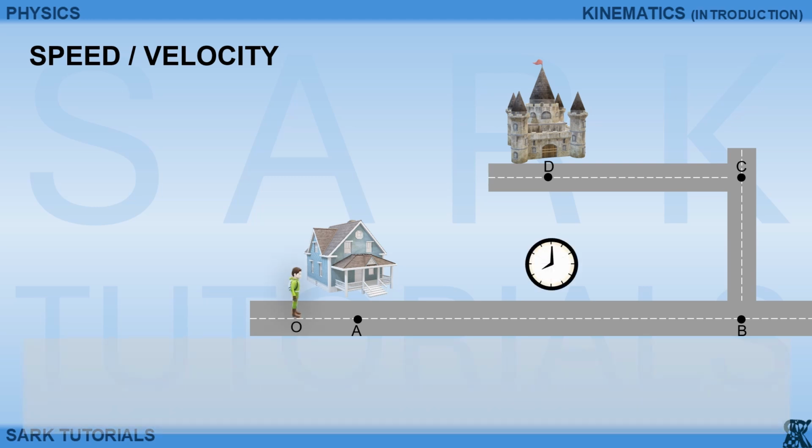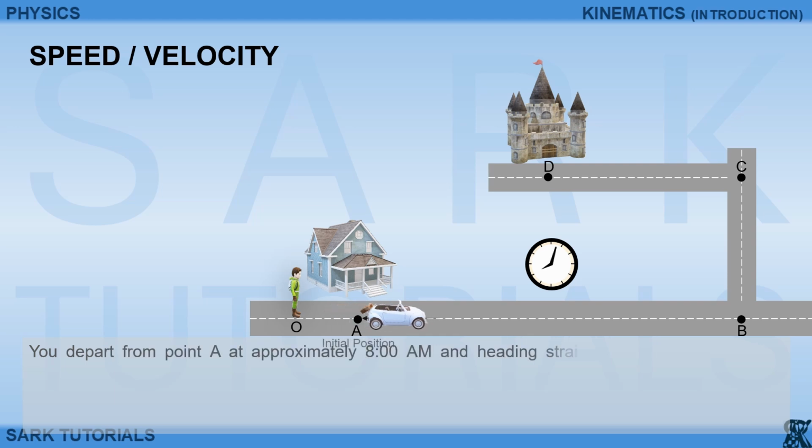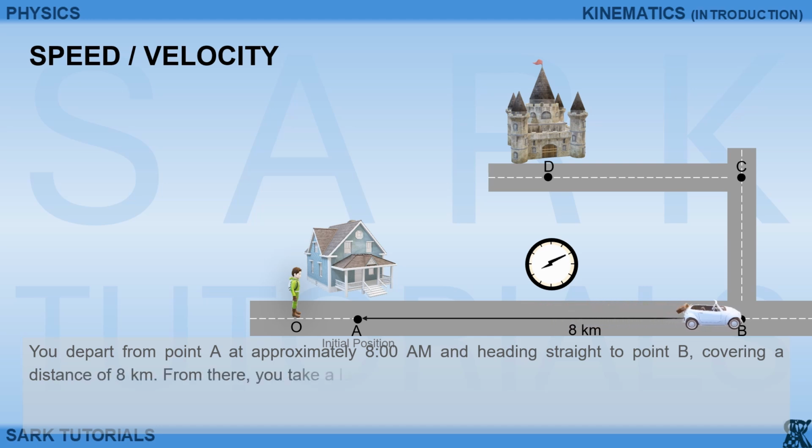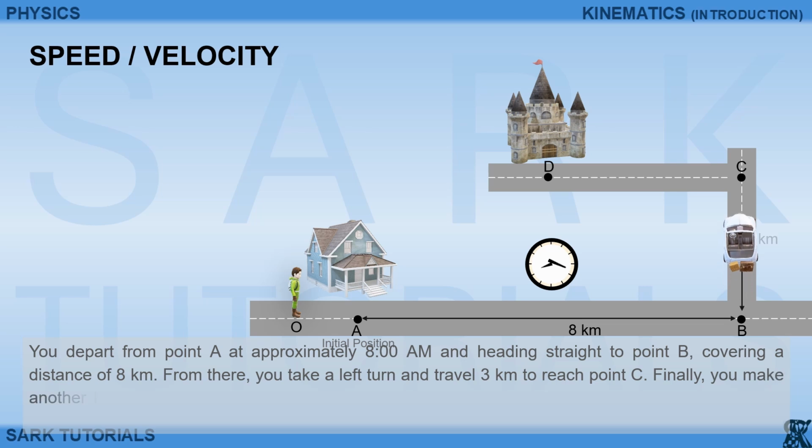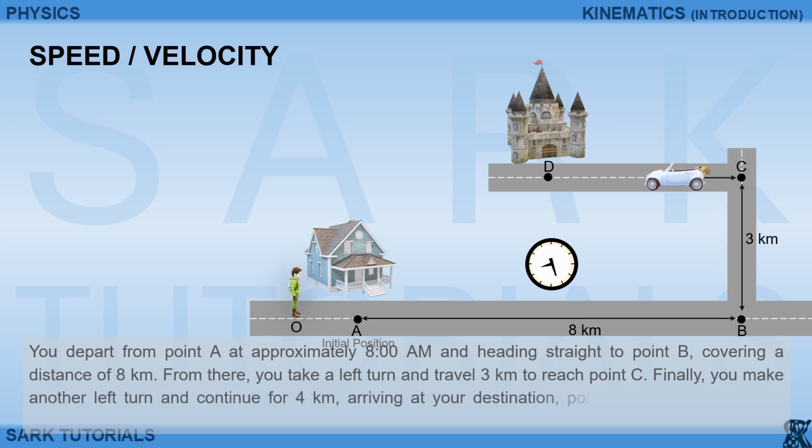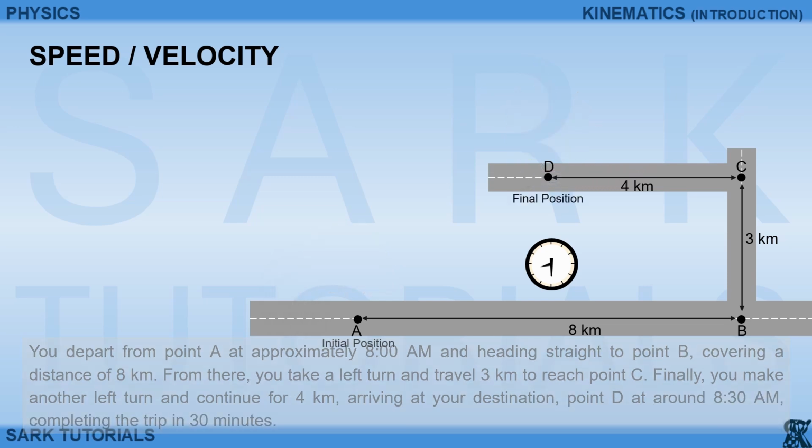You depart from your home, point A, at approximately 8 a.m. and head straight to point B, covering a distance of 8 kilometers. From there, you take a left turn and travel 3 kilometers to reach point C. Finally, you make another left turn and continue for 4 kilometers, arriving at your destination, the art gallery, point D, at around 8:30 a.m., completing the trip in 30 minutes.